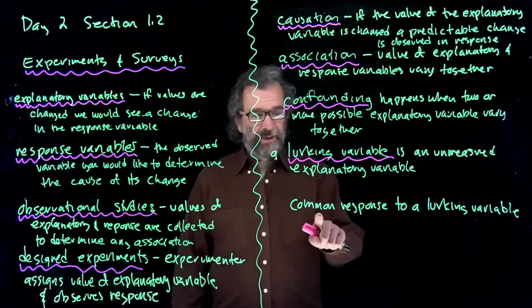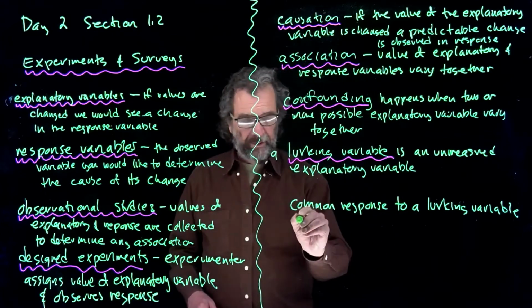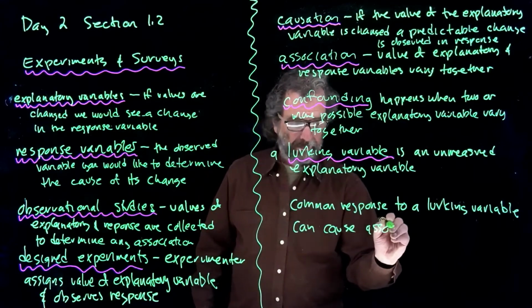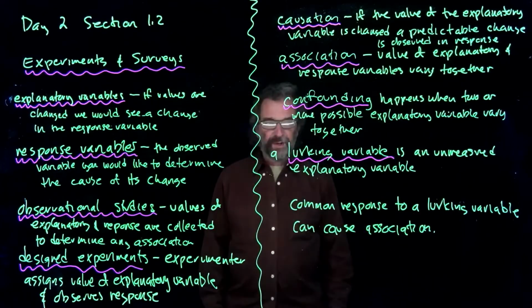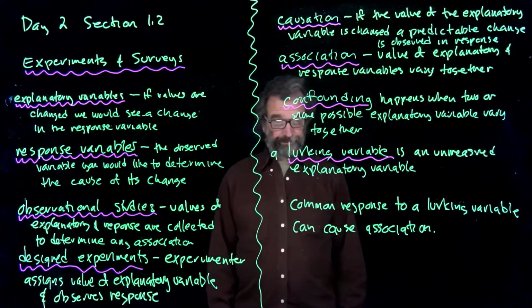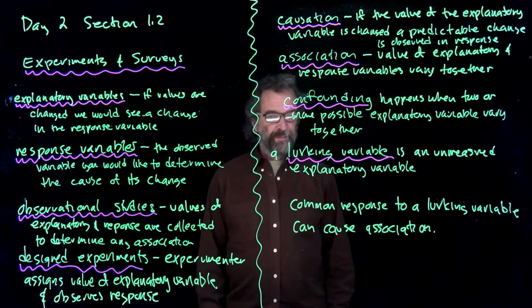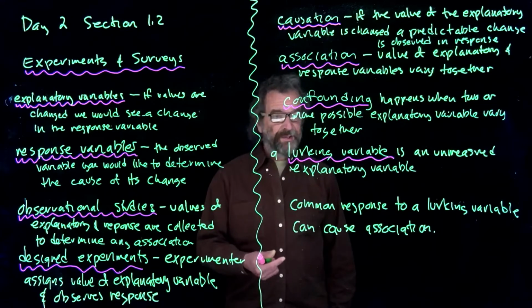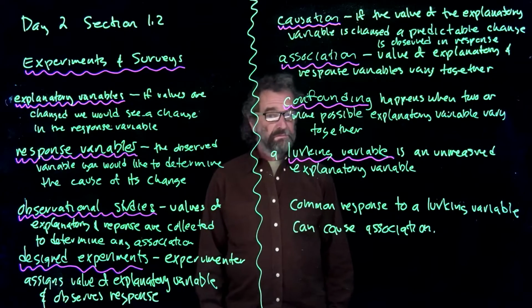And then you can get association by a common response. So if our lurking variable was, say, alcohol, then if the police know there's more alcohol on the highway on these holiday weekends, there's going to be more police out there, and there's also going to be more accidents. The alcohol is causing the police to show up, and it's also causing the accidents. That's a common response. And that makes accidents seem to be related to police.